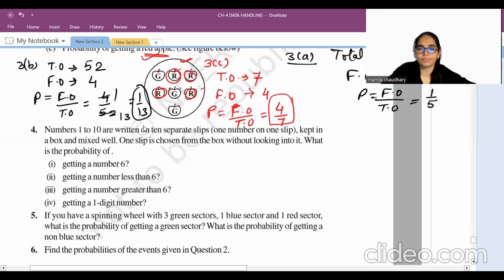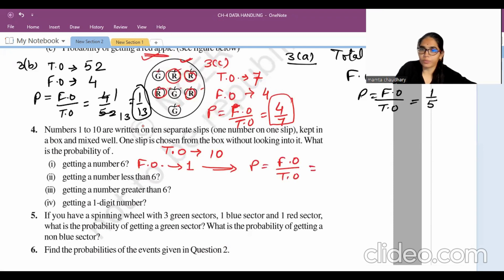Now question number 4. It says numbers 1 to 10 are written on 10 separate slips, one number on one slip, kept in a box and mixed well. One slip is chosen from the box without looking into it. What is the probability? Now see, numbers 1 to 10 are written, so the total outcomes are 10. Now getting the number 6: how many times is 6 coming? Only one time. So the favorable outcome is 1. Probability is favorable outcome upon total outcome. Favorable is 1, total is 10. Answer is 1 by 10.